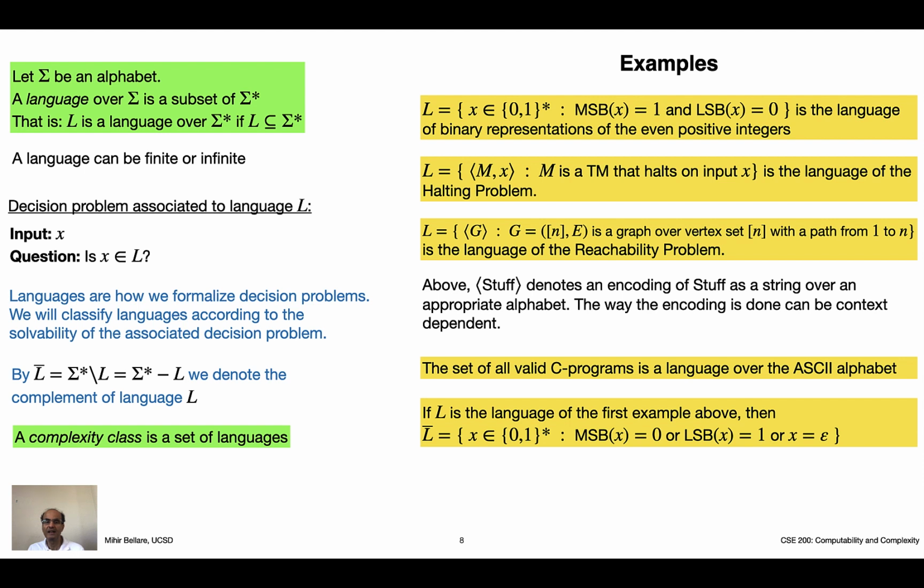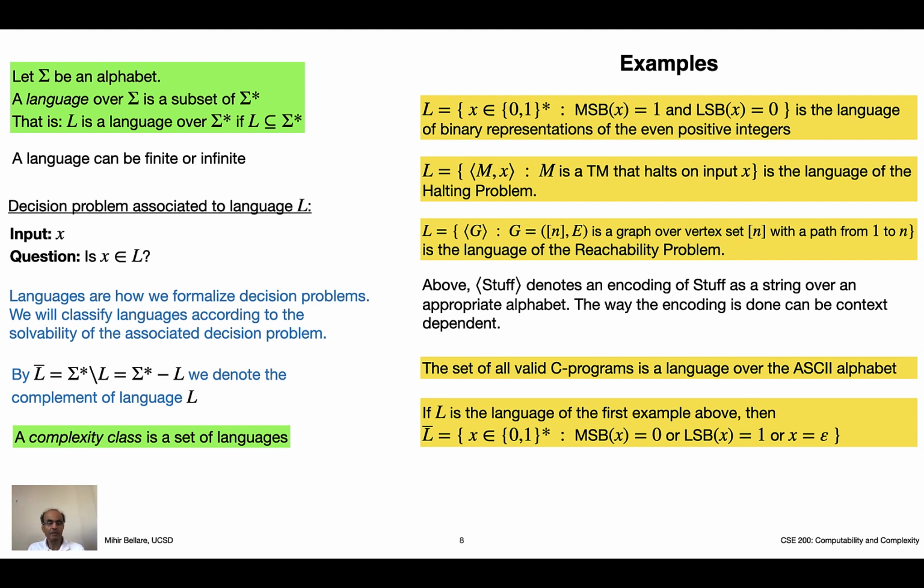So for example, the set of all binary strings whose most significant bit is 1 and least significant bit is 0 is a language. Another one is this set of encodings of pairs M and x, where M is a Turing machine and x is a string and M halts on x. That would be a way of formalizing the halting problem. We saw that in the last lecture. Another problem we saw in the last lecture was reachability. We can now see that as a language. It's the set of all encodings of graphs G, which has vertex set n and edge set E, and the graphs inside the language are those where there is a path from 1 to n.